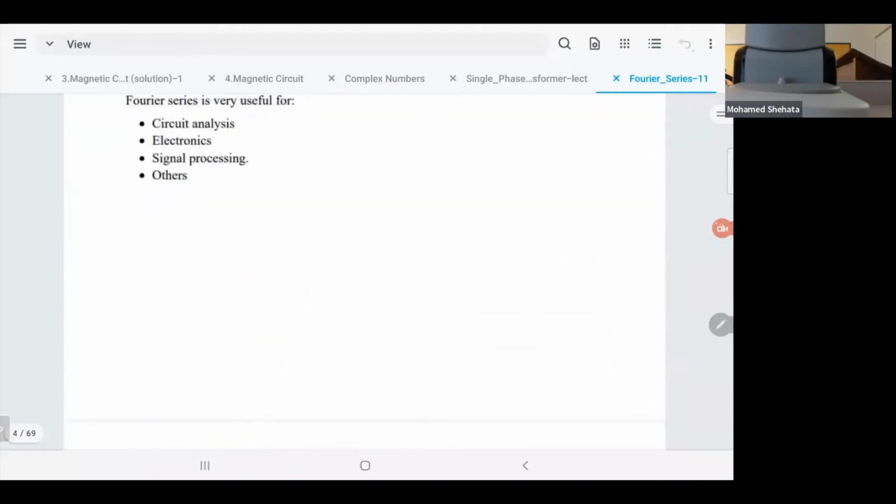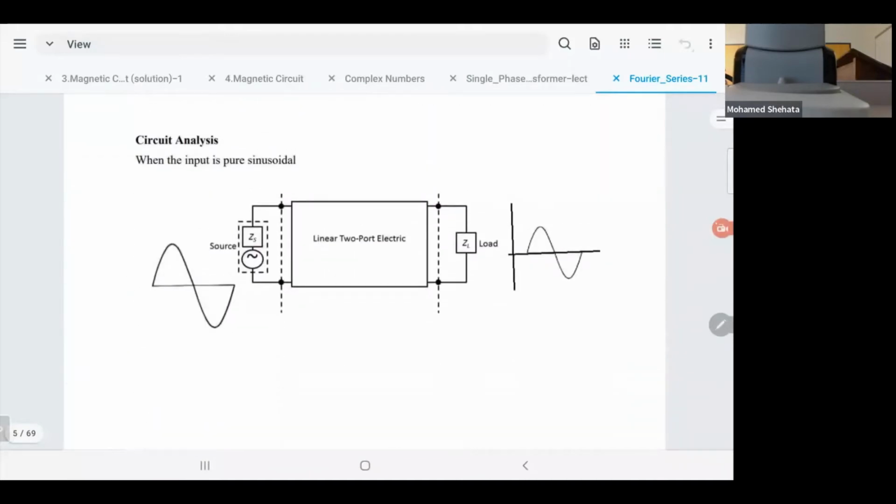Usually we have in circuit, in any system, in any circuit, a very simple system that we have here, a linear 2-port electric network. We have input, we have output. The output has impedance, the load. And I'm talking about now not DC. I'm talking about AC. The input is AC.